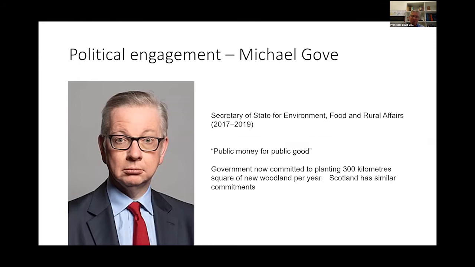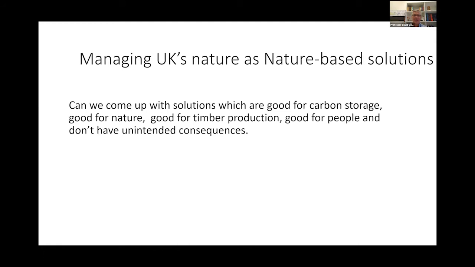And the primary purpose of those is to take up carbon out of the atmosphere and store it into forests as a part of our efforts to offset carbon emissions and reach zero net emissions by 2050. So quite a challenge, but also a vast amount of land use change, which is sort of impending. And the government's been calling for recently about how that should be done. So we've been thinking about this. How can you come up with solutions that are good for carbon storage, good for nature, good for timber production, good for people, and don't have weird unintended consequences in the context of the British countryside?